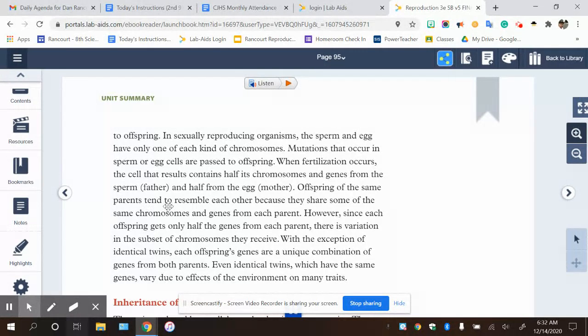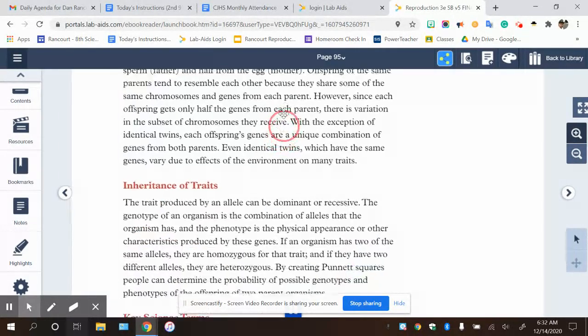Offspring of the same parents tend to resemble each other because they share some of the same chromosomes and genes from each parent. However, since each offspring gets only half the genes from each parent, there is variation in the subset of chromosomes they receive. With the exception of identical twins, each offspring's genes are a unique combination of genes from both parents. Even identical twins, which have the same genes, vary due to effects of the environment on many traits.